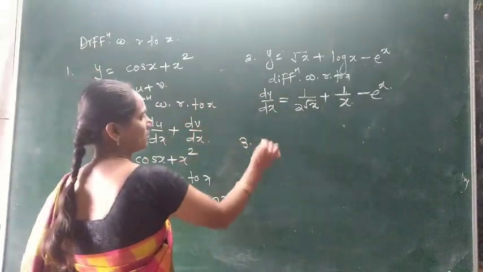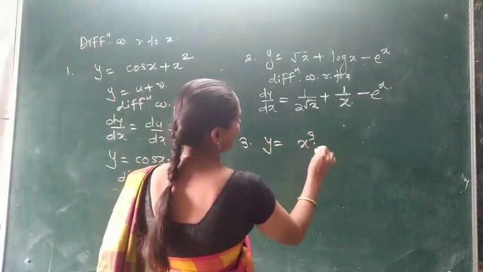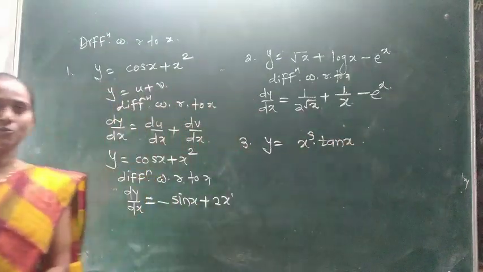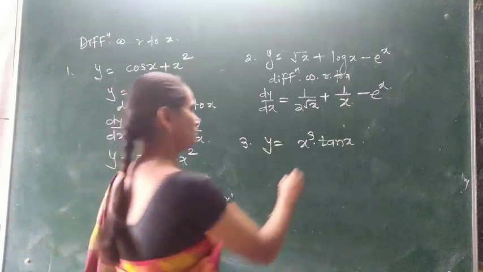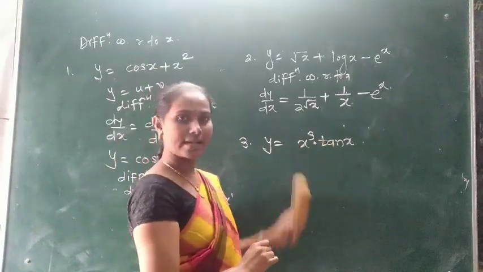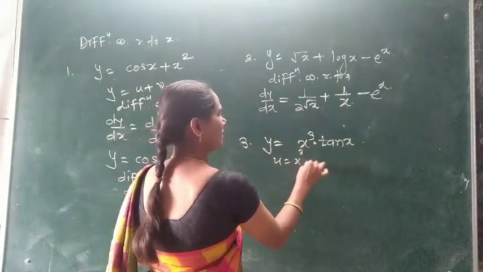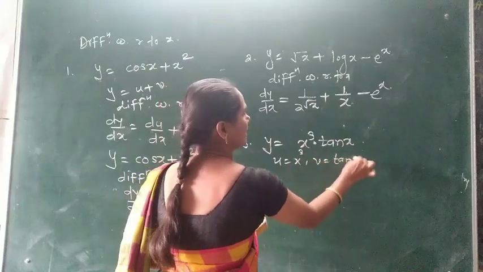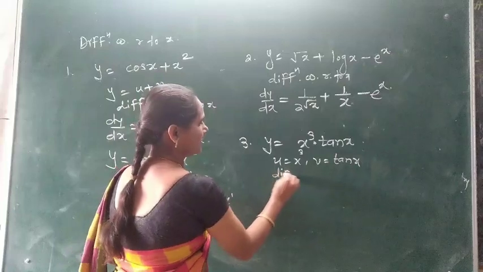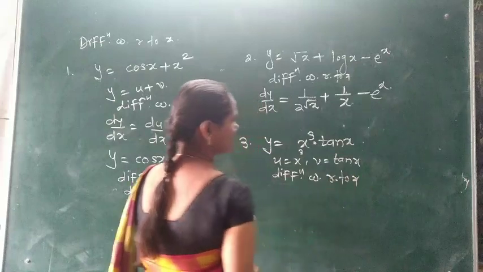Now y is equal to x cube into tan x. Here we have to do multiplication in between x cube and tan x. There are two functions. First one, u is equal to x cube and v is equal to tan x. So by using product rule, differentiate with respect to x.